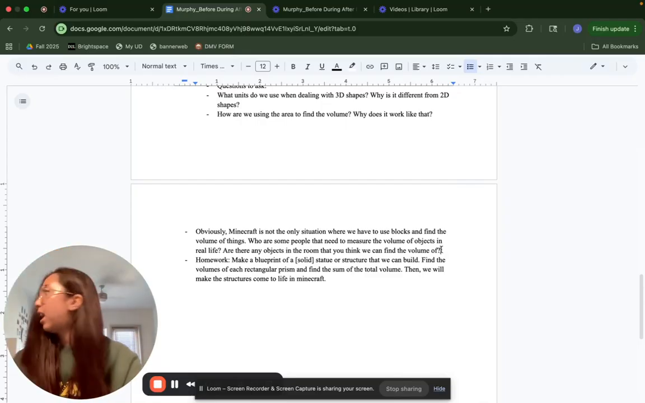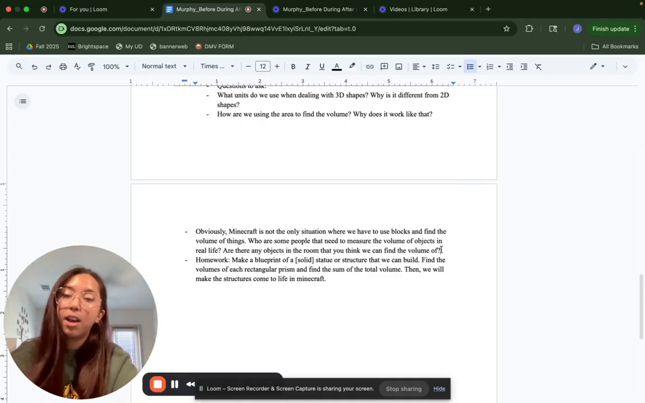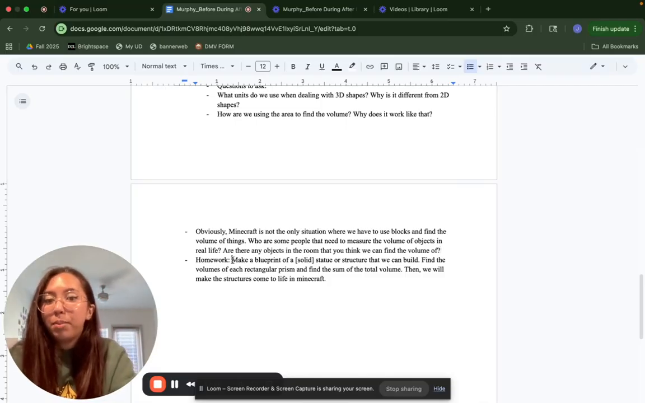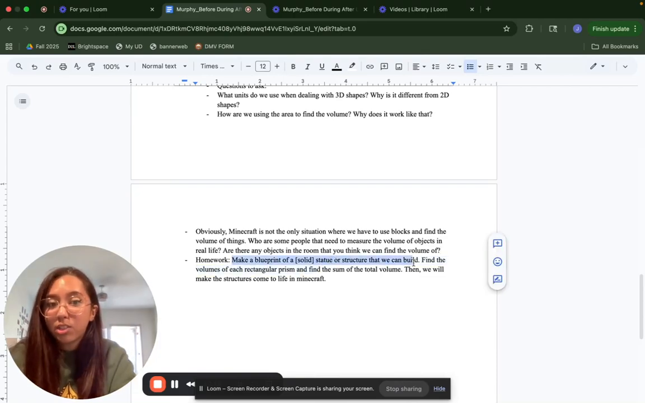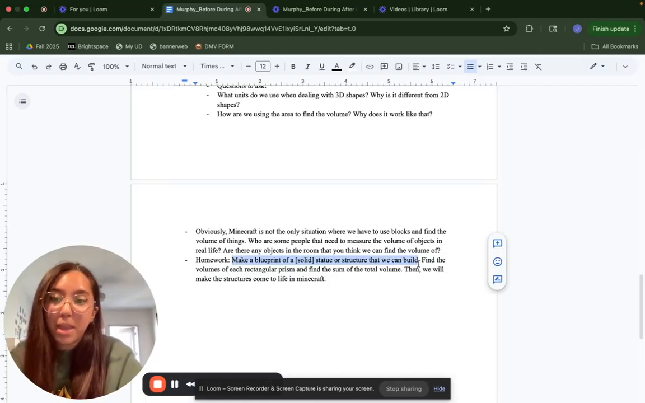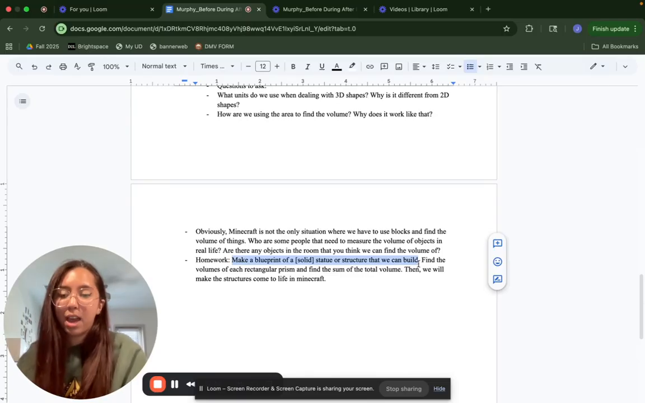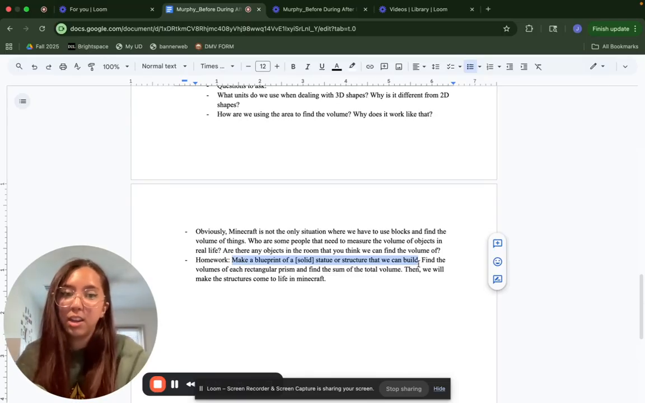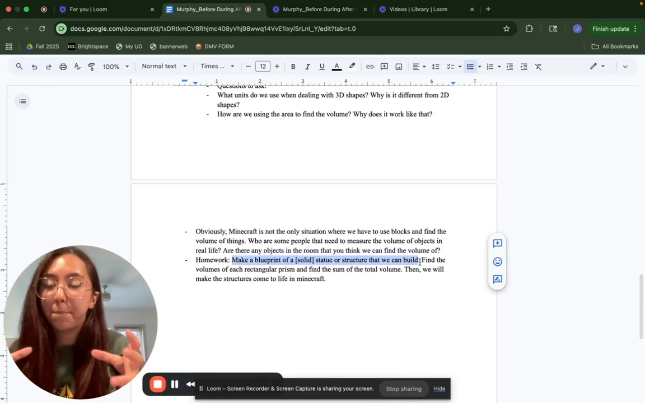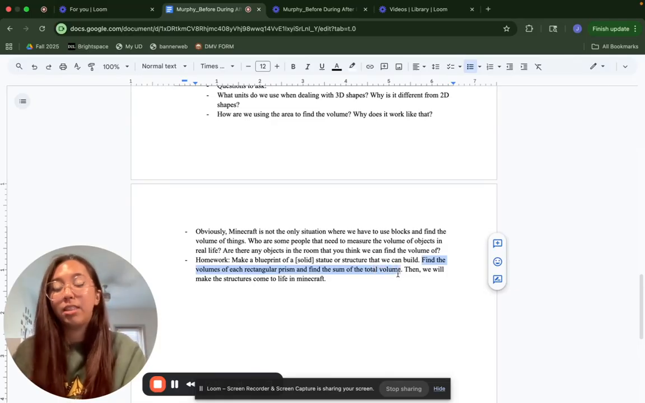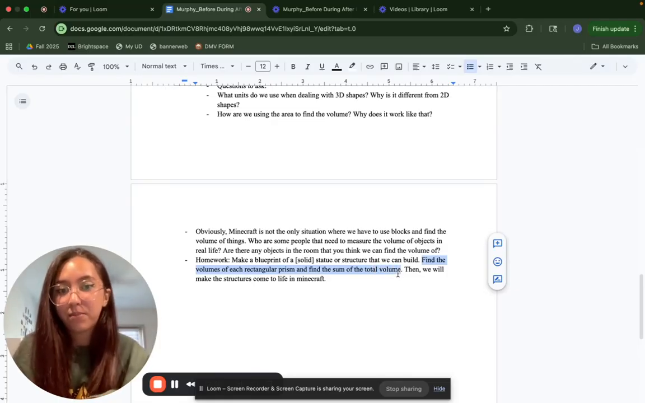And I don't necessarily have an exit ticket, but I do have homework that will help connect them to the next class. And that would be that they can make a blueprint of a solid statue or structure that we can build. So if they make this blueprint, they can take the different components and find out how wide and how thick and how tall it's going to be. And then they can bring those pieces together and then find the volumes of each rectangular prism that they use, and then find the sum of the total volume.